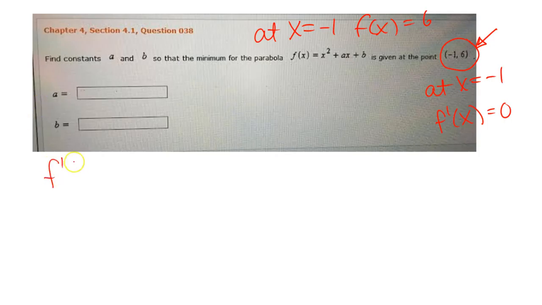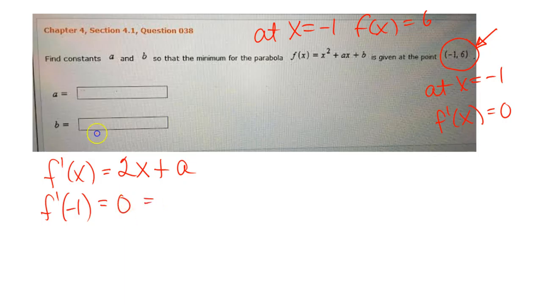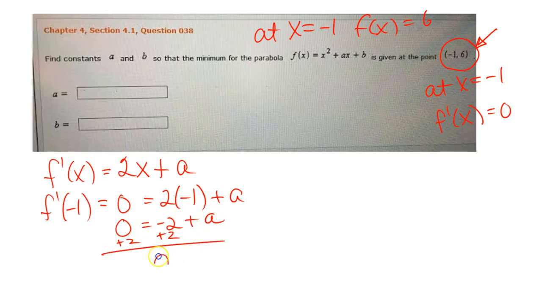So if I take the first derivative, it's equal to 2x plus a. All right, and I said the first derivative at negative 1 should equal 0. So that's 2 times negative 1 plus a. I can solve for a, can't I? Turns out that 0 equals negative 2 plus a. I'll add 2 to both sides. a equals 2. Well, let's go back to the original.